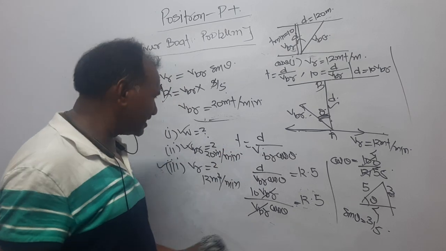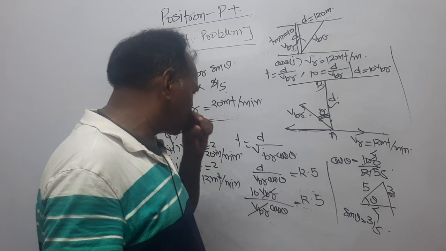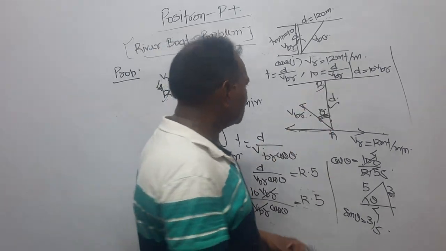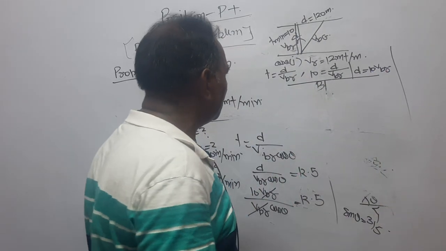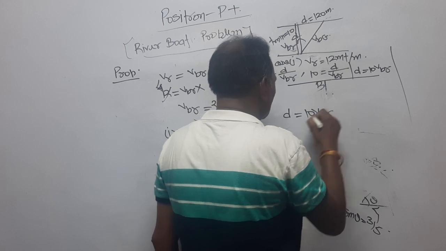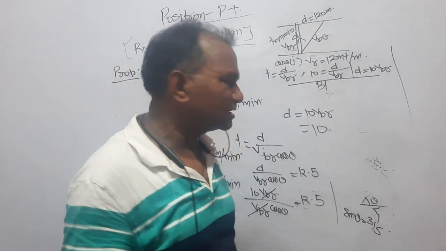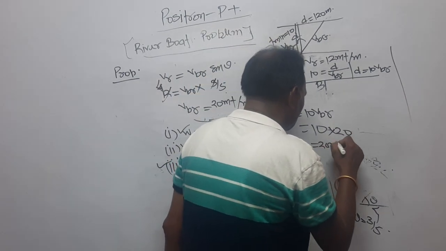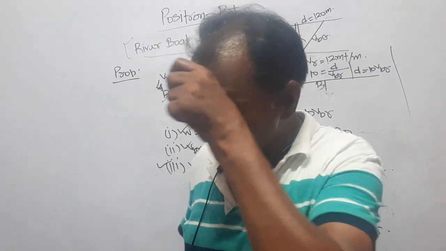Now dear student, the third quantity that you have to find out is W, the width of the river. How will you find it? From here, VBR is given, so D is equal to 10 VBR. We have just found VBR to be 20 meter per minute, so 10 times 20 is 200 meter. In this way you can solve it easily, right?